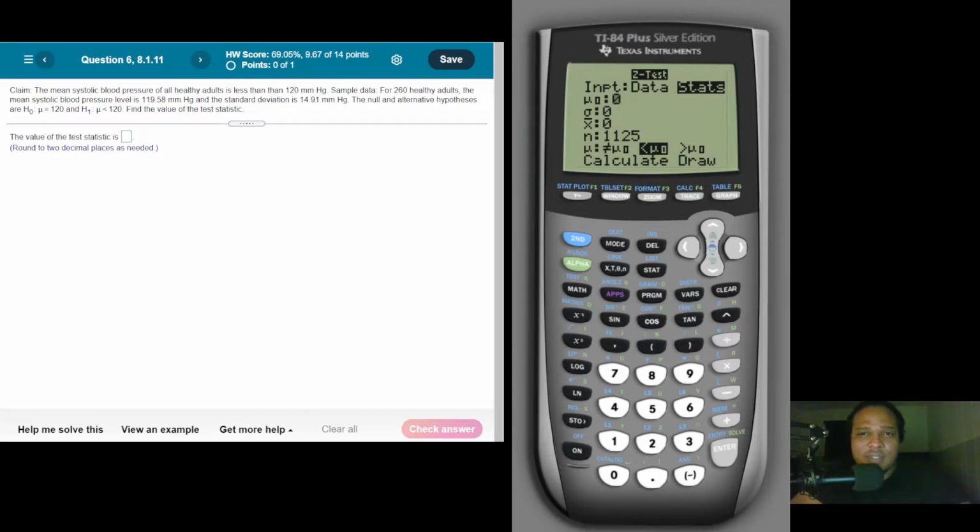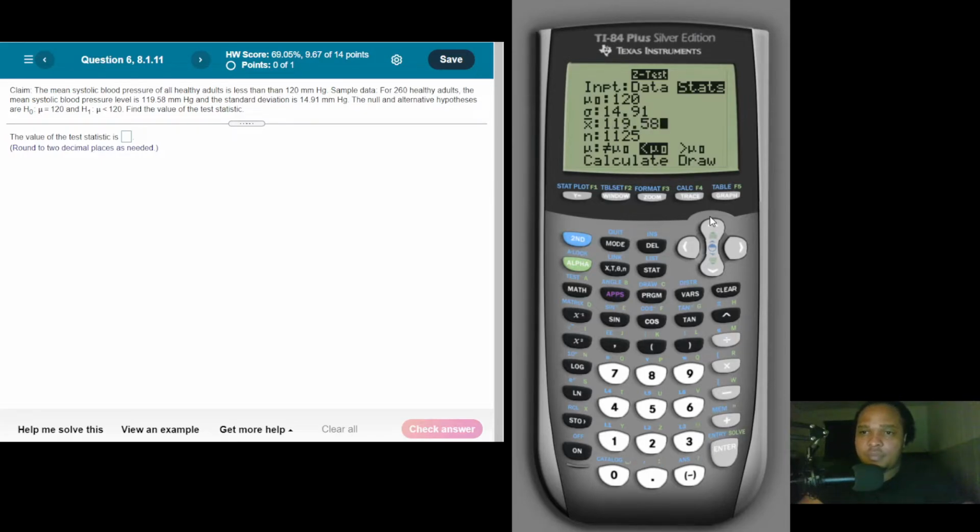Well, it says to test the claim. Let's see, the mean systolic blood pressure of all healthy adults is less than 120. That's your claimed sentence. That is your claimed number. So this is 120. What is your standard deviation? Do you see it right there? 14.91. What is your mean? Let's look for it. It says the mean systolic blood pressure is 119.58.